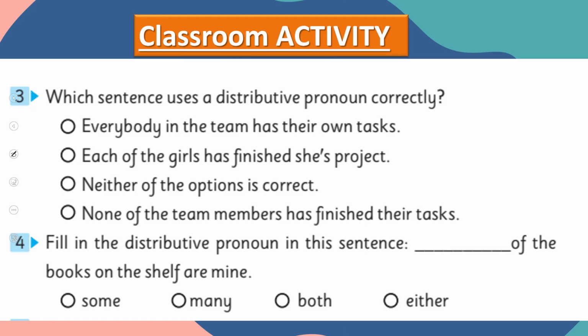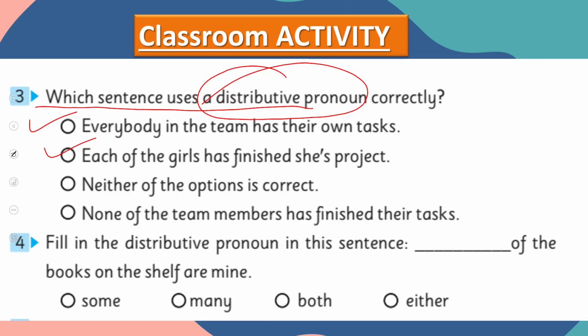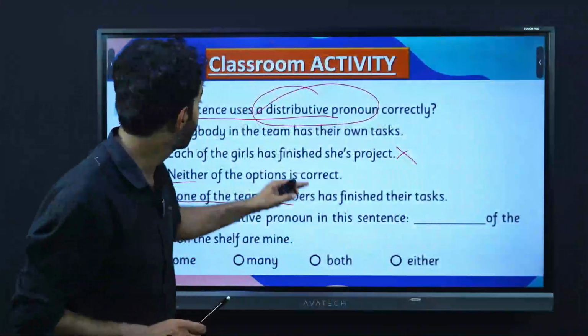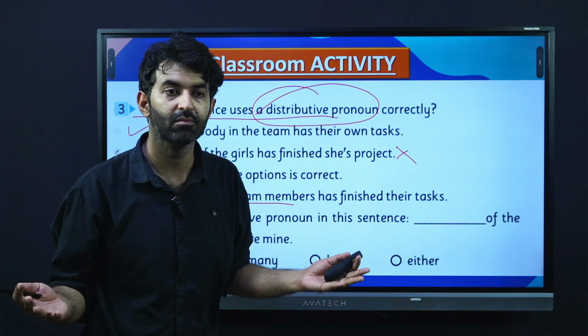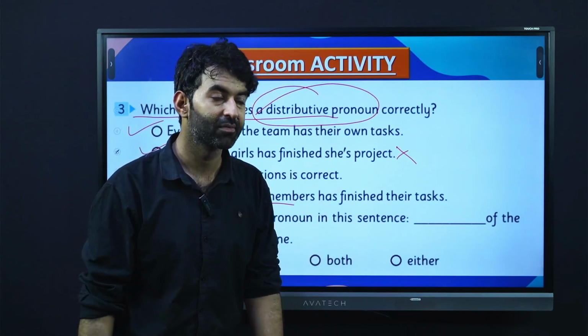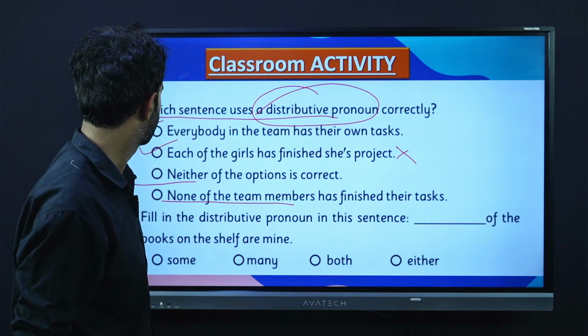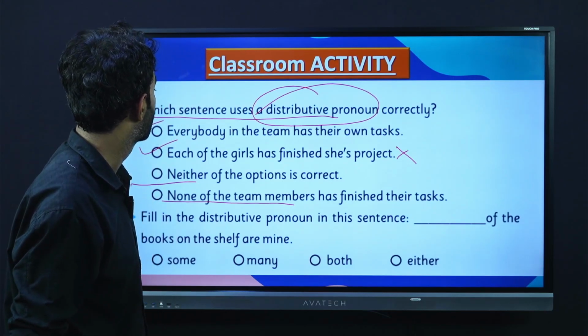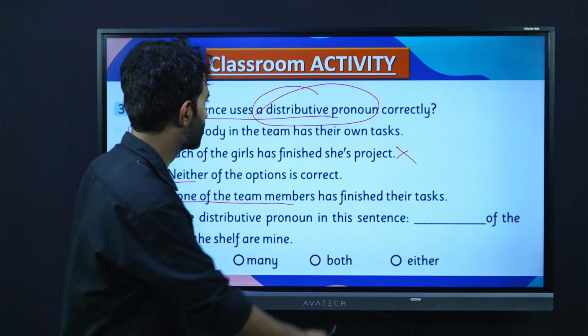Now, let's check. Just one answer from this activity, right? Which sentence uses a distributive pronoun? Is it this one? Everybody in the team has their own task. Each of the girls has finished she's project. This is wrong. It's not right. Neither of the option is correct, and none of the team members has finished. Which one of them used the distributive pronoun correctly? I'm leaving it to you. Come up with the answers. Everybody in this team has their own task. Okay, that's good.